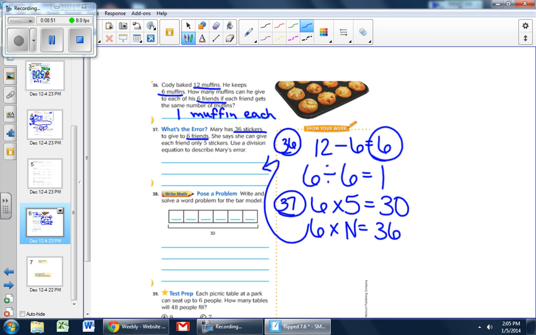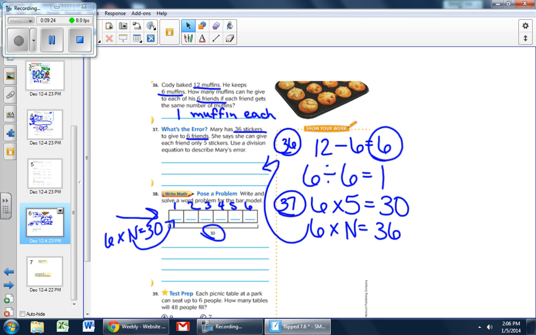On number 38, it's your writing about math problem. Pose a problem, write and solve a word problem for the bar model. So here's our bar model again. Your total number is 30. You have 6 boxes here. So what times 6 equals 30, and that number would go in there. And then you're just going to make up your own story problem. On the bottom, each picnic table at a park can seat up to 6 people. How many tables will 48 people fill? Use one of those strategies that they've been really stressing on and figure that one out.